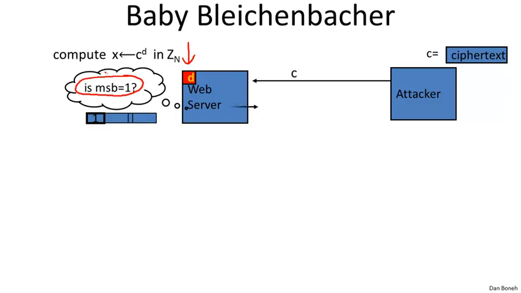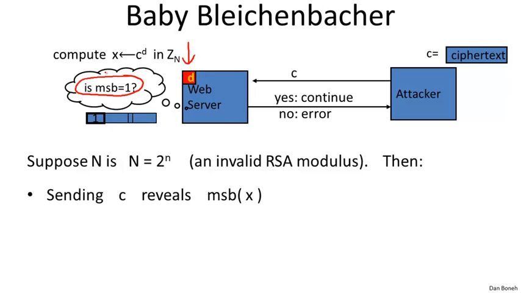If the most significant bit is 1, the web server says yes. If the most significant bit is not 1, the web server says no. Moreover, to simplify things, let's assume that the RSA modulus n is a power of 2. So n is equal to 2 to the little n. Of course, this is not a valid RSA modulus. An RSA modulus needs to be a product of two distinct primes. But again, just to keep things simple, let's pretend for a second that n is actually a power of 2.